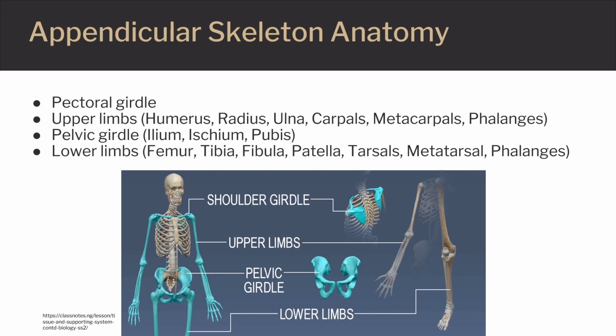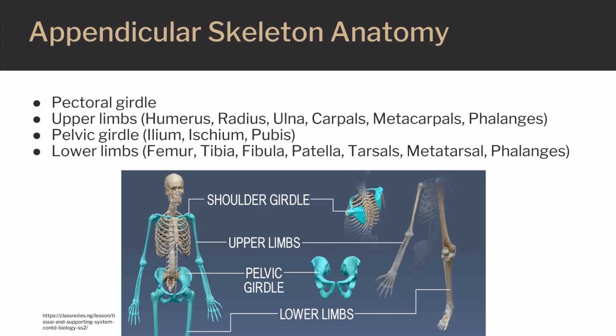Lower limbs. Each leg is composed of 30 bones, known as the femur. The femur is the large bone of the upper leg. The tibia, the main bone of the lower leg, forming the shin. The fibula is the second bone in the lower leg, found in the outer leg.